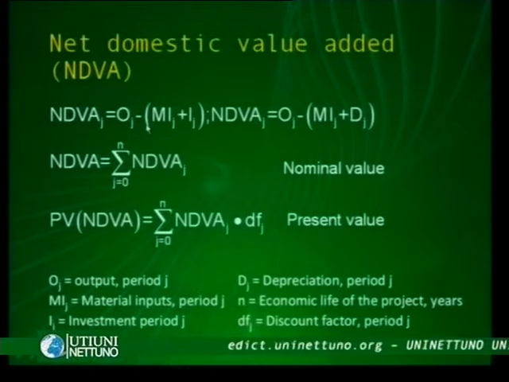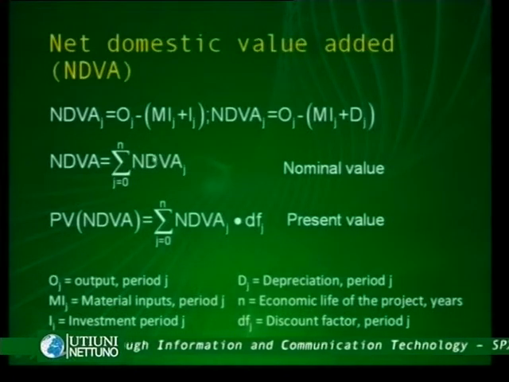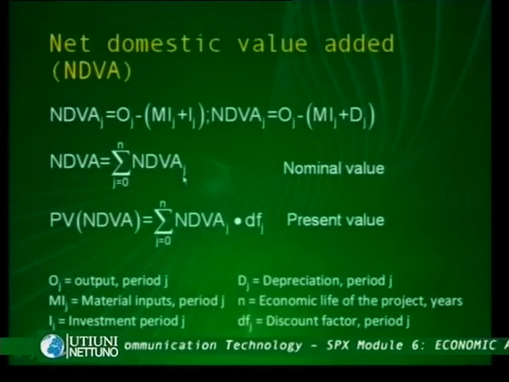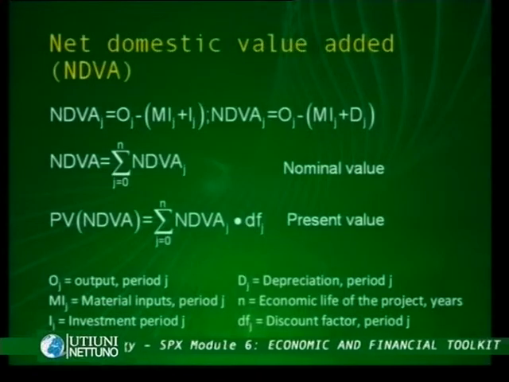So say that once I have calculated the net domestic value added for each of the periods of the project, I can determine the aggregated net domestic value added. The most simple way to do that is just to sum up for n years all the net domestic value added that I have calculated for each period j, without accounting for the discount factor. So in this case, I'm not calculating a present value.